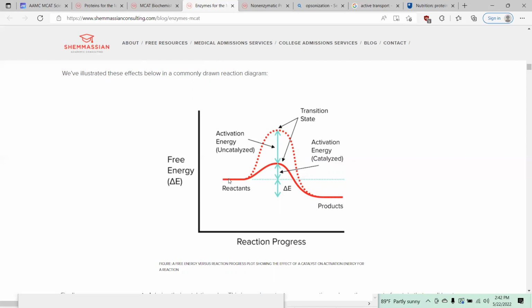Now, notice that in terms of the free energy, the reactants and the products are both the exact same, regardless of catalysis or not. That is extremely important. An enzyme does not change the reactants or the products in terms of their energy, in terms of what is produced, in terms of what the reactant is. Those all remain the same. The enzyme is only doing one thing, reducing the activation energy to speed up the timing of the reaction. That's it. It doesn't do anything else.